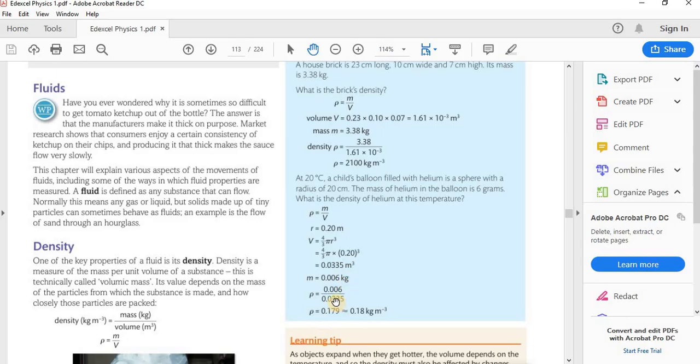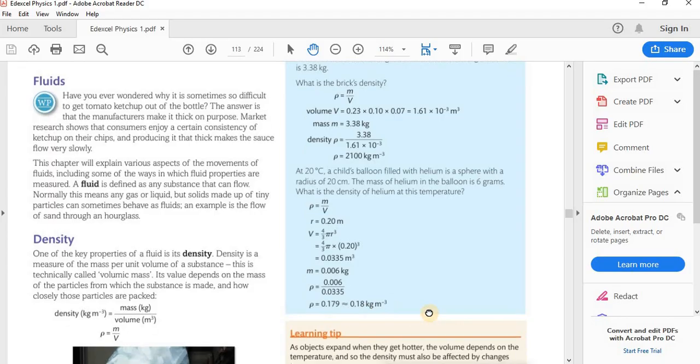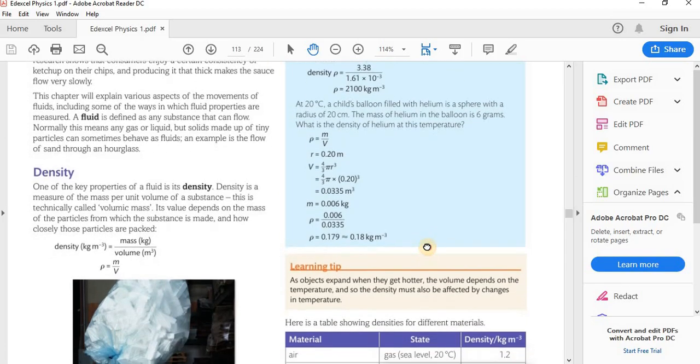Now density is mass over volume. The mass is here in grams, so we convert it to kilograms, and then we get the answer in kilograms per cubic meter, which is the SI unit. You can also write it in grams per cubic centimeter. So if you want to write this in grams per cubic centimeter, you need to divide it by 1000.